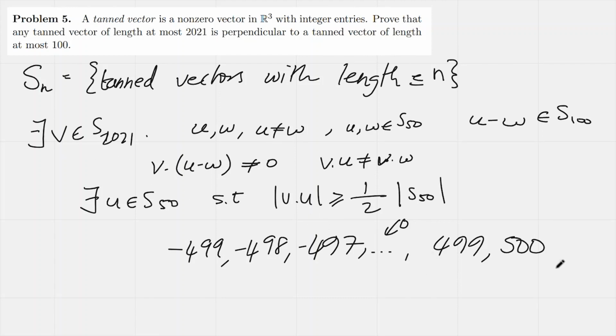So in fact, we could probably say 501 here, or if we wanted to put minus 500 here. It doesn't matter too much. But the key thing is we're going to get one of these numbers has absolute value at least half of 1000. So in this case, 500.